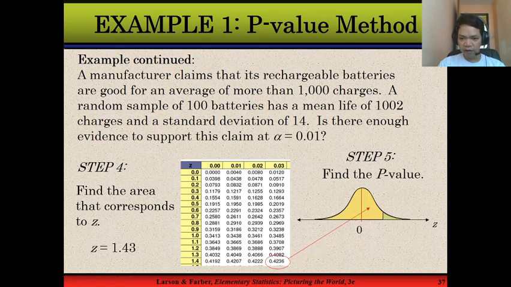And how to get this region? Kaya sabi ko kanina, di ba, dahil ang ginagamit natin table ay ito, ima-minus ko siya dun sa kalahati. So, we'll be using 0.5. So, 0.5 minus 0.4236. So, ang p-value ngayon natin is 0.0764. So, yung area ng green na to, eto siya, 7.64%. Okay, that will be step 4 and 5.